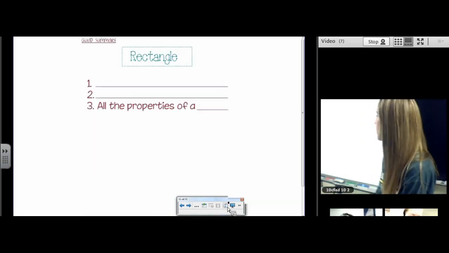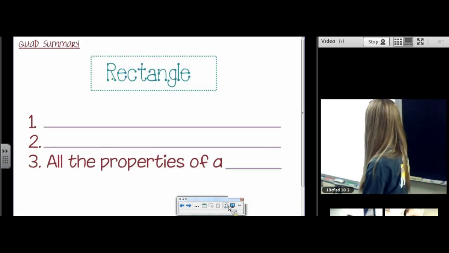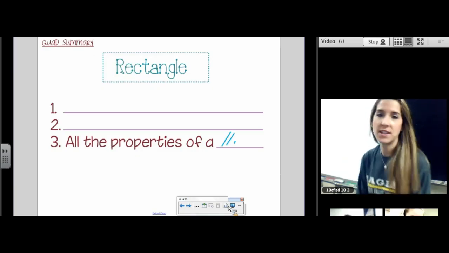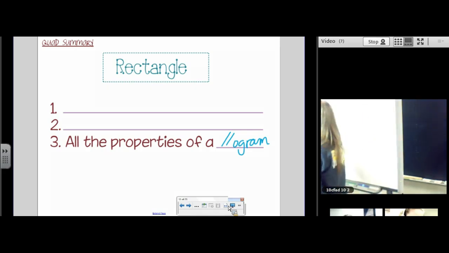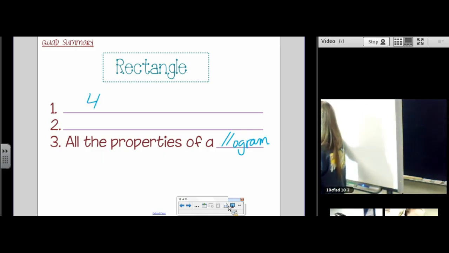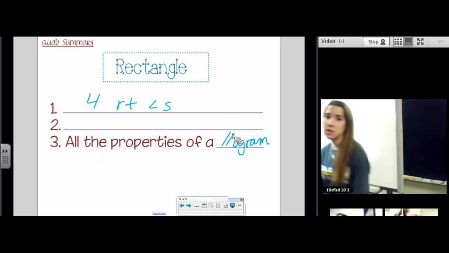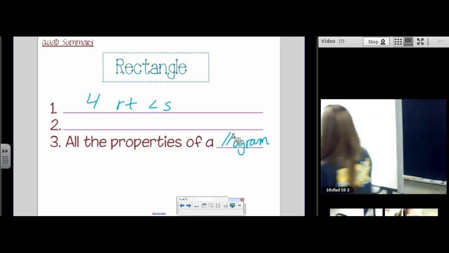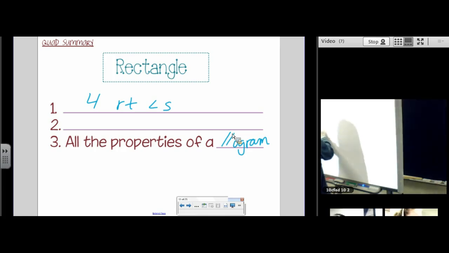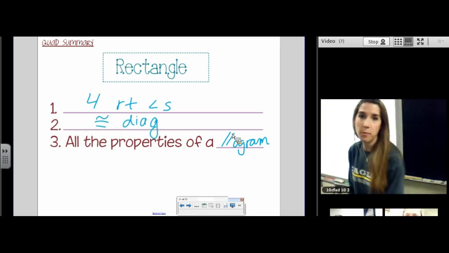All right, what about a rectangle? He has all the properties of a parallelogram, but he has two bonus properties. You really only have to memorize one of them. Everyone knows that rectangles have 4 right angles, so you didn't really need to memorize this one. But the fact that a rectangle has congruent diagonals is really important.